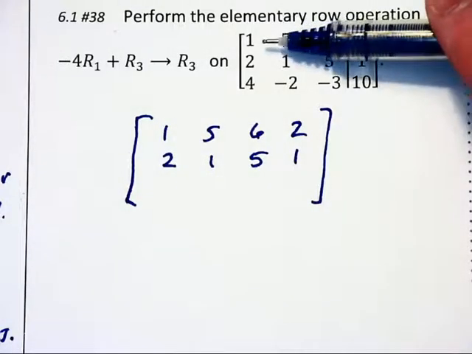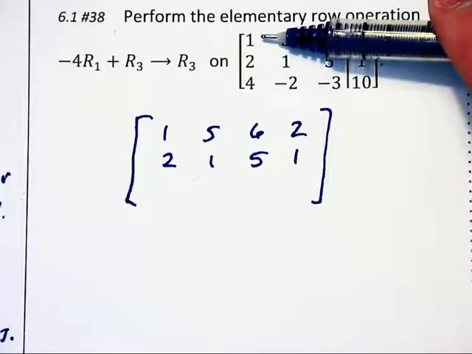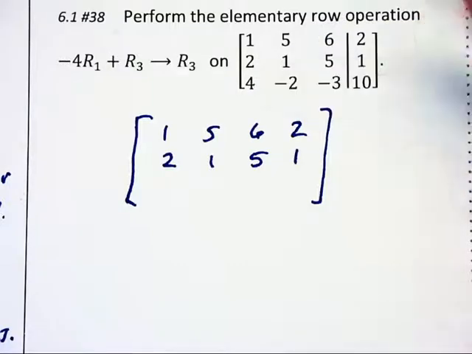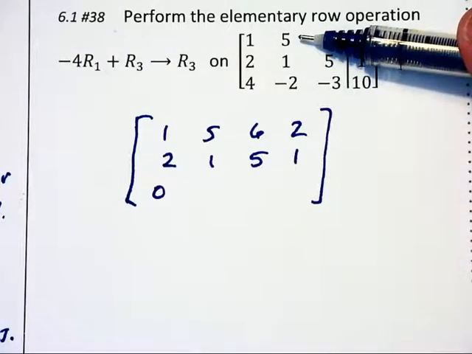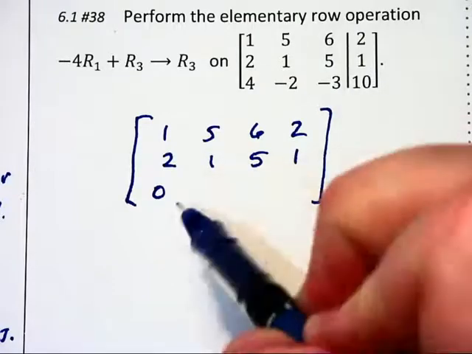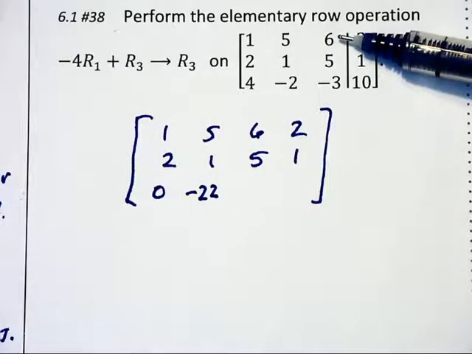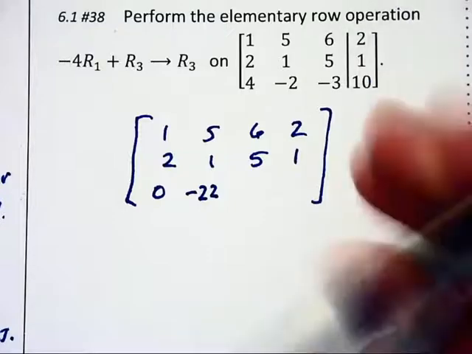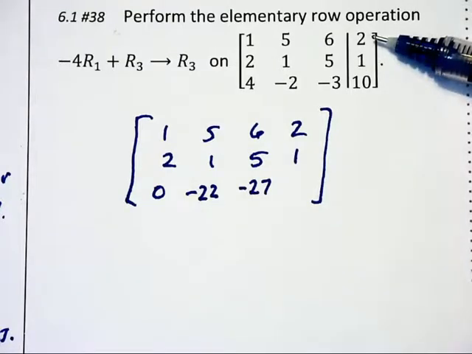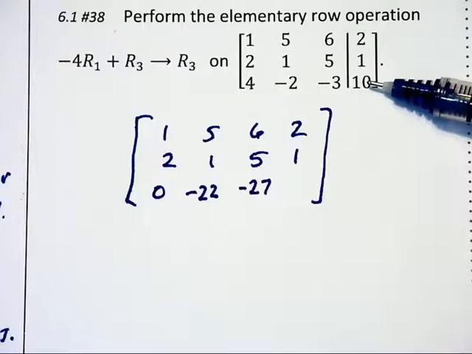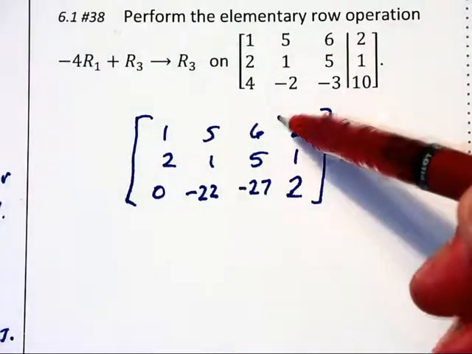So we're going to take negative 4 times each thing in that top row and add it to what's in the bottom row. Starting with this first position, negative 4 times this 1 is negative 4, plus that 4 down there makes 0. Now I move to the next position. Negative 4 times 5, that's negative 20, plus a negative 2 makes negative 22. Watch where I'm pointing here. Negative 4 times the 6, that's negative 24, plus the negative 3 makes negative 27. And finally, negative 4 times the 2 in the top right corner makes negative 8, plus the 10 in the third row makes 2. And this will give us that matrix after that row operation has been done.